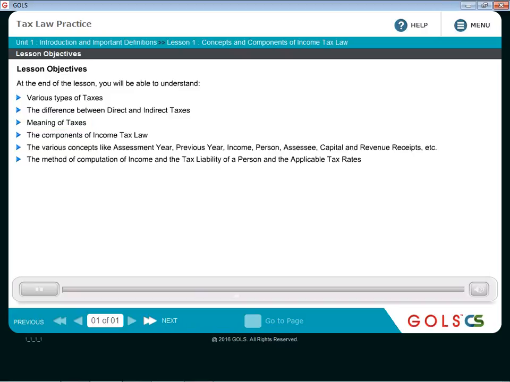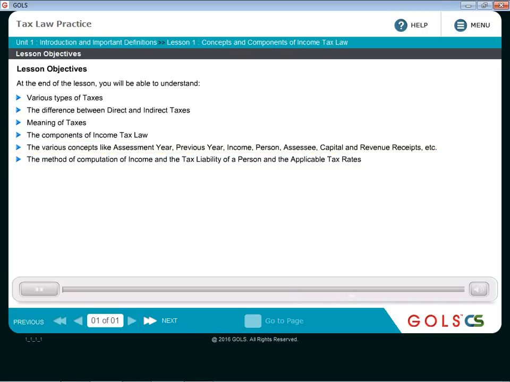With this, we're going to learn all the other important concepts in case of direct tax and indirect tax in this first topic. Also, we're going to understand the other important concepts and components of income tax laws: what is the previous year, what is the assessment year, what do you mean by income, who is a person, who is an assessee, which receipts are considered as capital receipts and which are considered as revenue receipts. All those points we're going to understand in this particular topic.